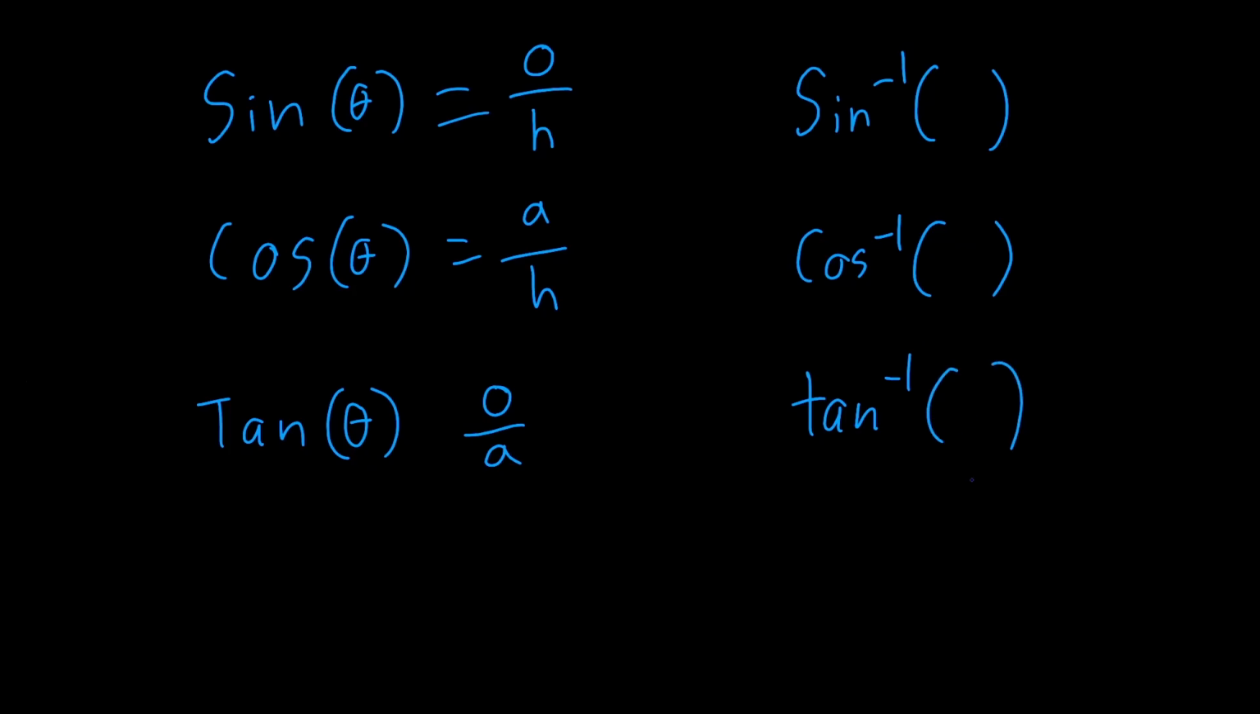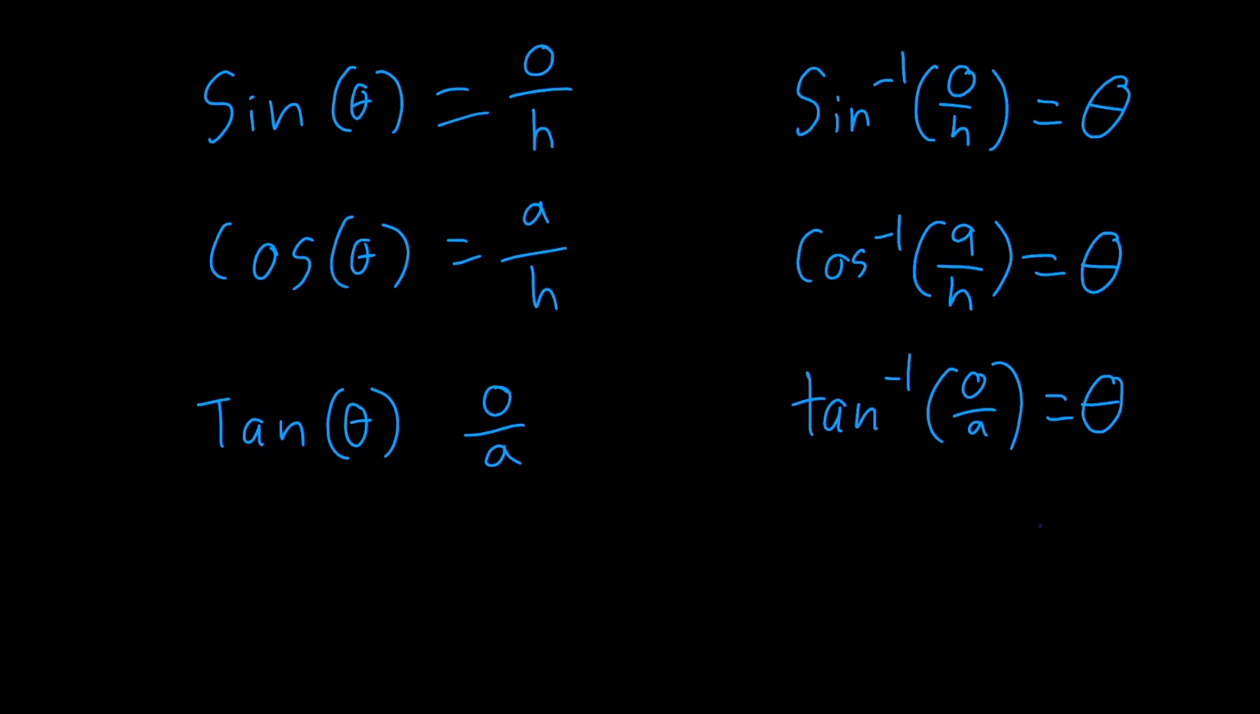And the way that they work is they undo the trig functions. So if sine of theta is opposite over hypotenuse, arc sine of opposite over hypotenuse is equal to theta. If cosine theta is equal to adjacent over hypotenuse, arc cosine of adjacent over hypotenuse is equal to theta. If tangent theta is equal to opposite over adjacent, arc tangent of opposite over adjacent is equal to theta.